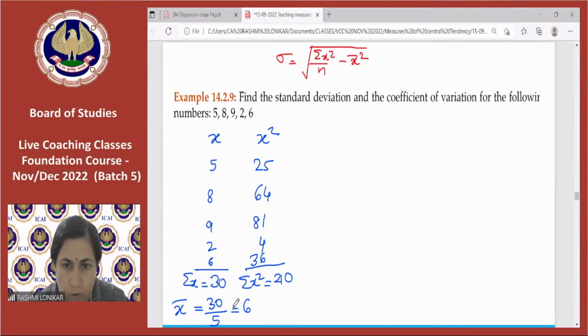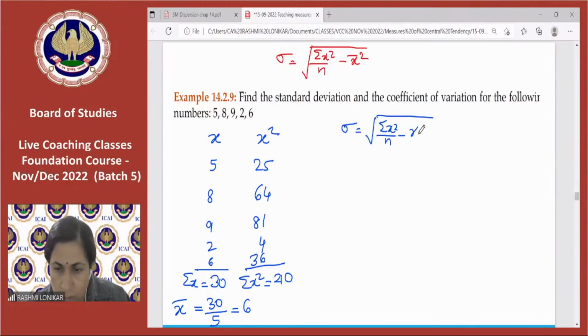Now I will substitute here. I have got all the values. What are the values I need for standard deviation? This is summation x square. Then I need n, and I need the mean, x bar. So sigma is equal to the square root of summation x square upon n minus x bar square.